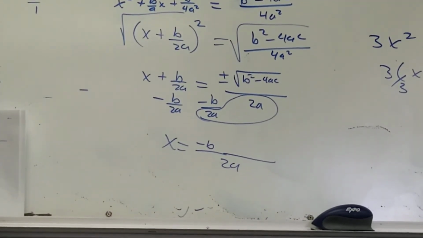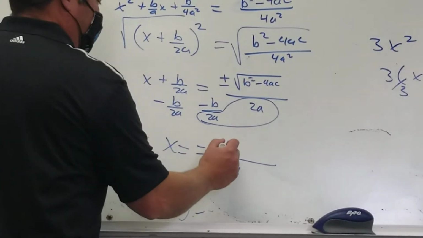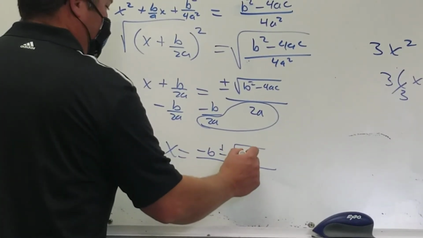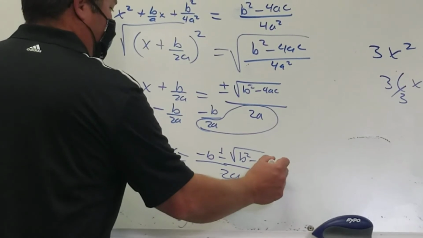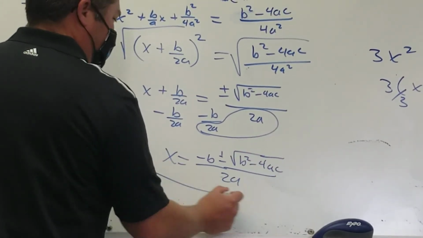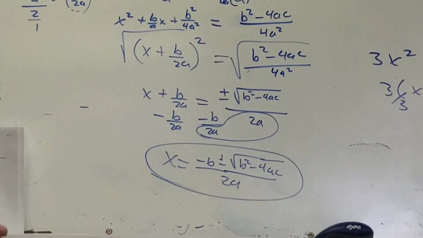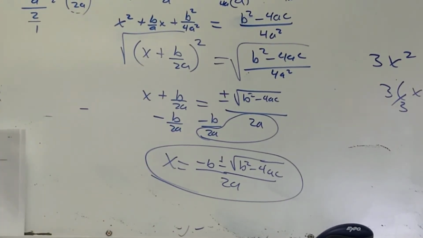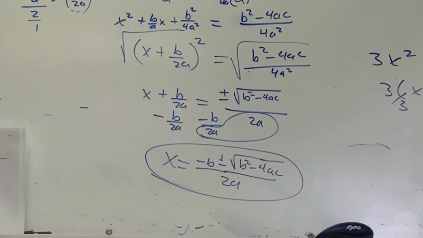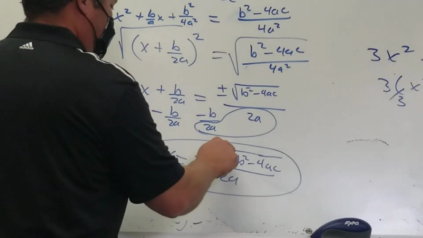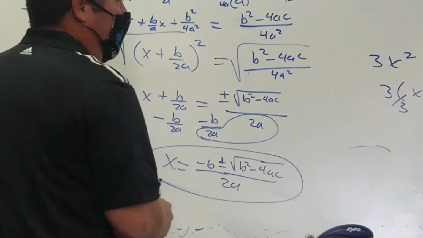Hey, is there a common denominator already here? Yeah, there's a common denominator already there. So I'm going to put negative b plus or minus the square root of b squared minus 4ac all over what? 2a. That's the quadratic formula. Negative b plus or minus the square root of b squared minus 4ac all over 2a. Here we go.